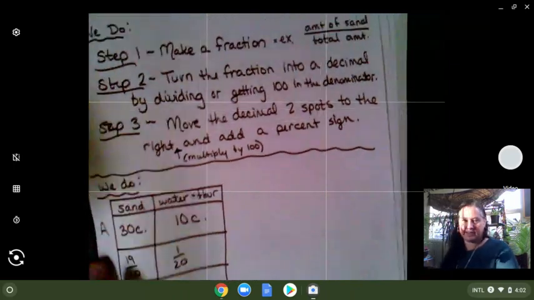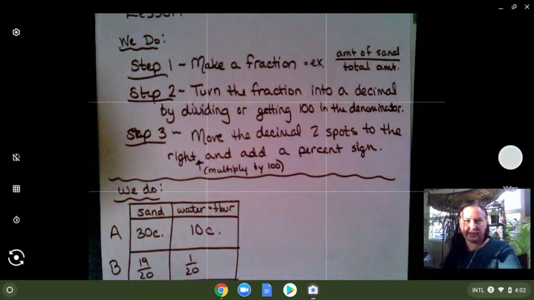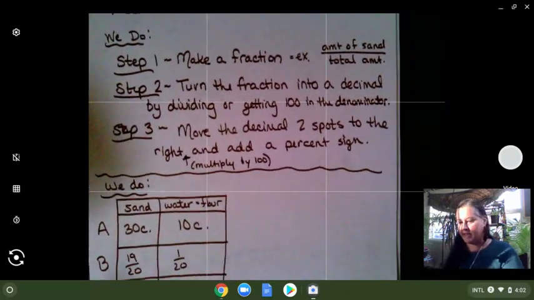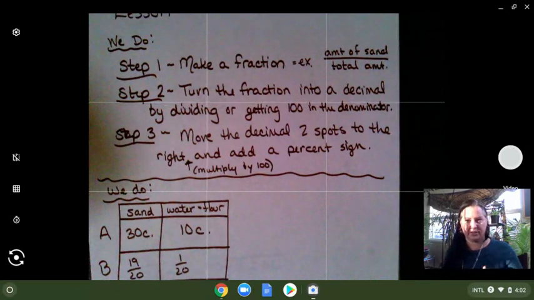Okay, now you're going to need to pause your video here because I want you to write all of this down, so you have this in your notes for your test. These are the steps of making a fraction into a percent.